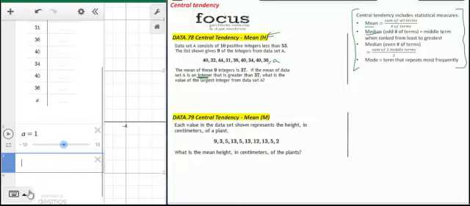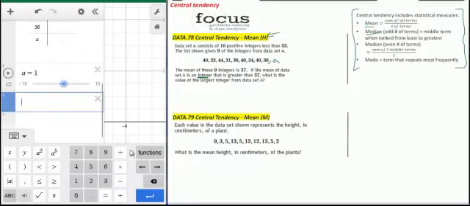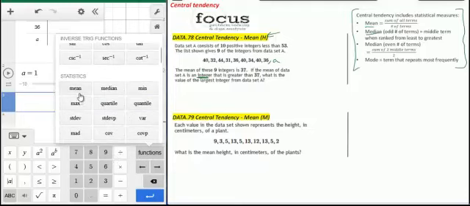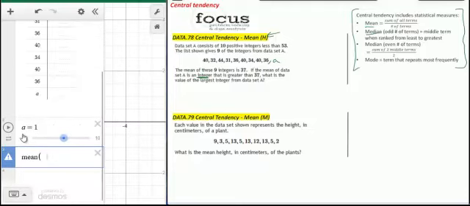So if I go into my keyboard under functions, what I see is mean is one of my commands. And you can also just directly type that if you have access to your keyboard. And the column, the set of data that I'm using is column X1. So as I type X1 in here, I see what my mean is.